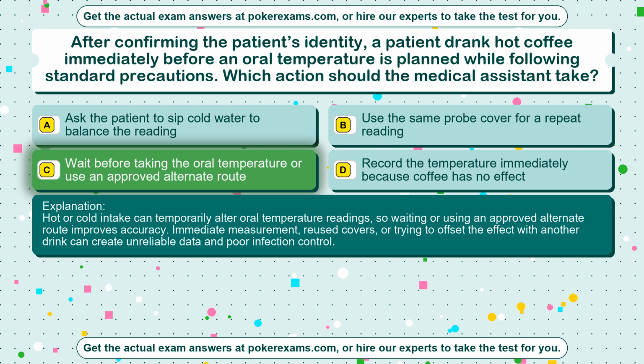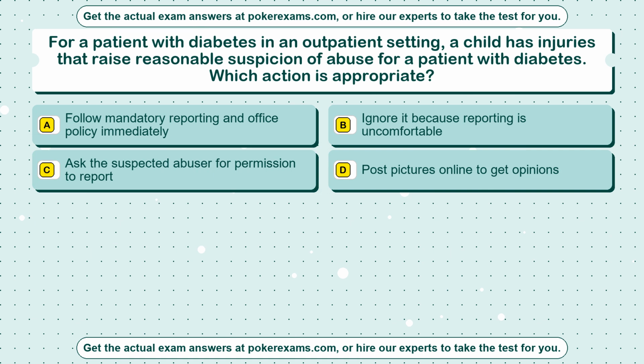Question 78. For a patient with diabetes in an outpatient setting, a child has injuries that raise reasonable suspicion of abuse. Which action is appropriate? Option A, follow mandatory reporting and office policy immediately. Option B, ignore it because reporting is uncomfortable. Option C, ask the suspected abuser for permission to report. Option D, post pictures online to get opinions.